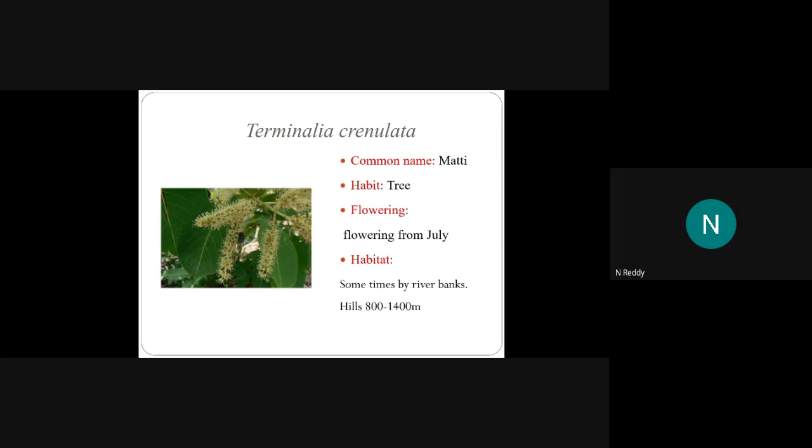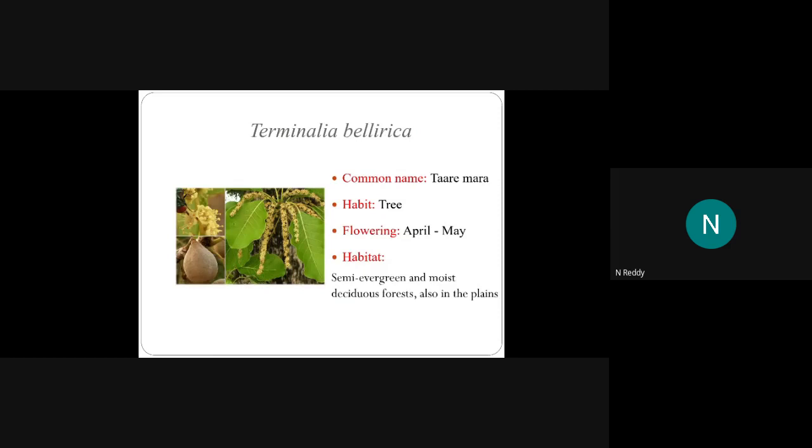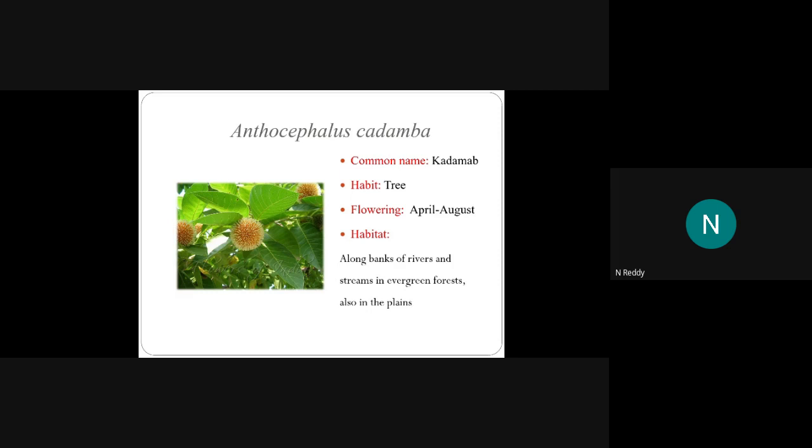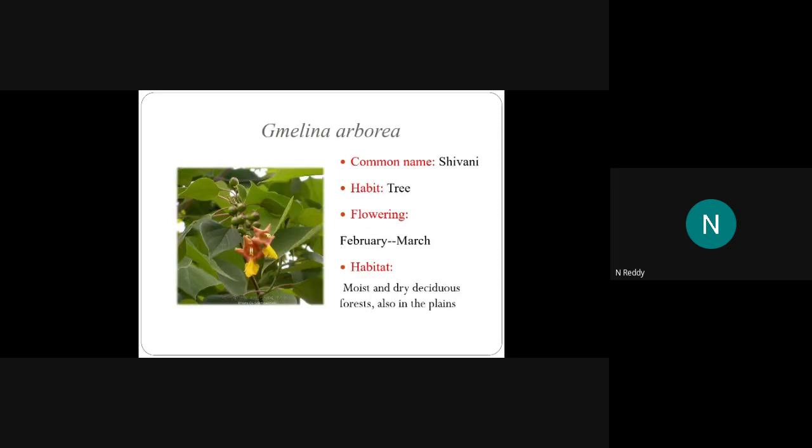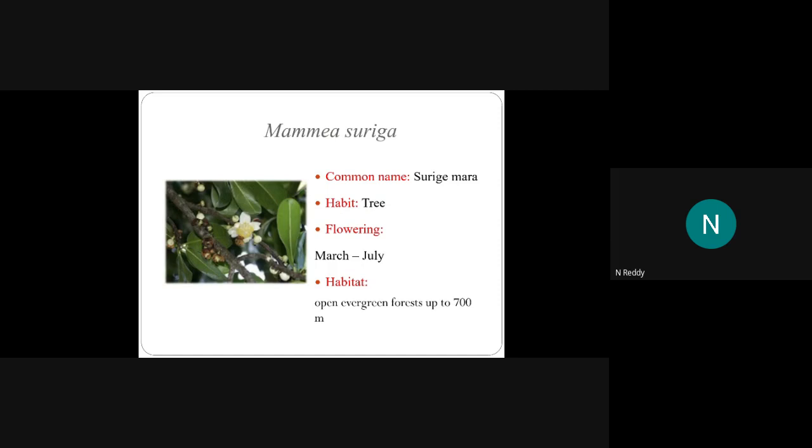Terminalia, there are different species in Terminalia. These flower usually in summer seasons. Kadamba tree, Shivani in Kannada. We have to remember the tree species names with respect to their flowering season.